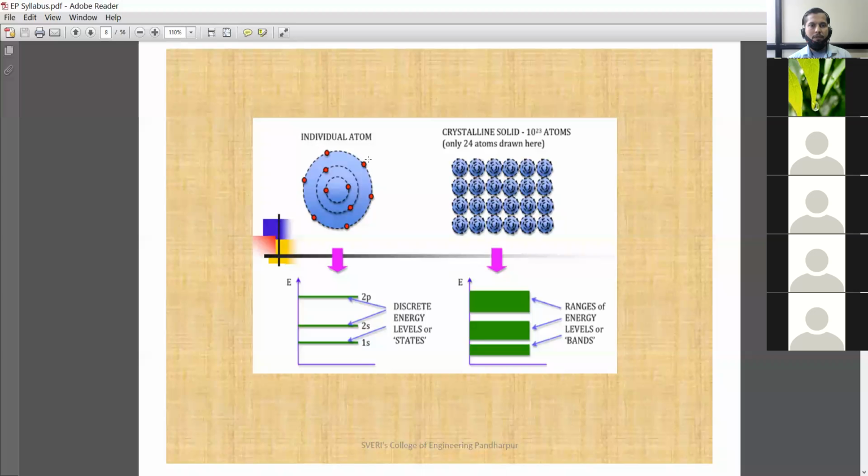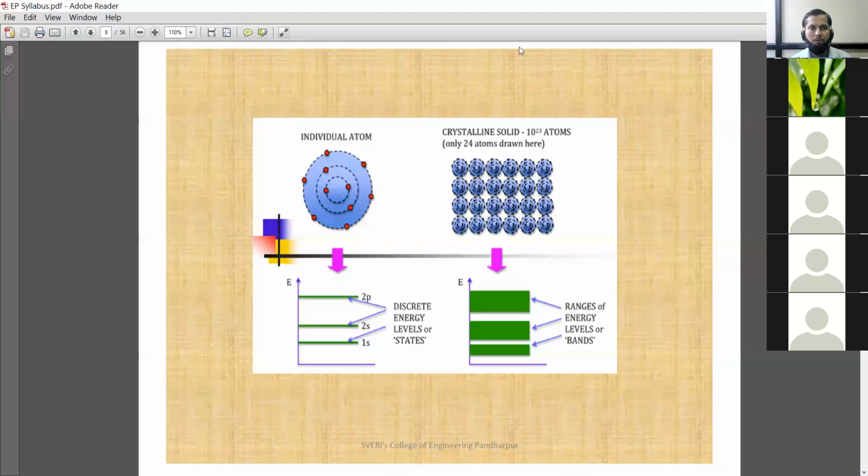On your left side, you see an individual atom. Atom means a nucleus, and around that nucleus electrons are revolving in certain permitted orbits. By energy levels, we can show it like this below: 1s2, 2s2, 2p6, 3s1 or 3s2, etc., depending upon its completely or partially filled levels. So this is the case of a single atom.